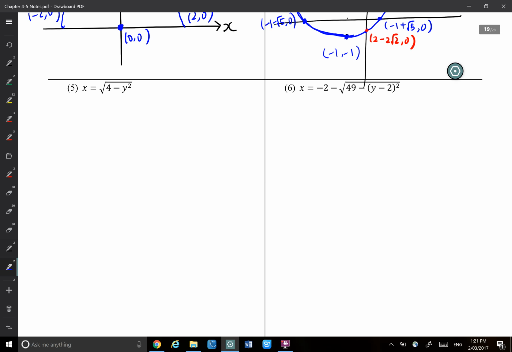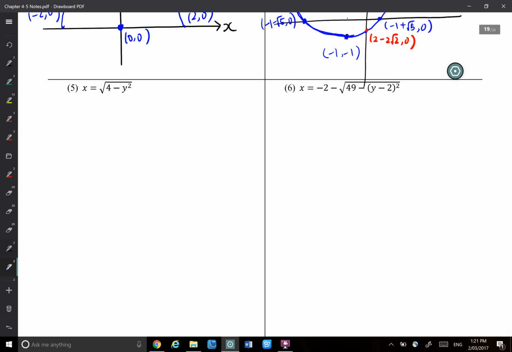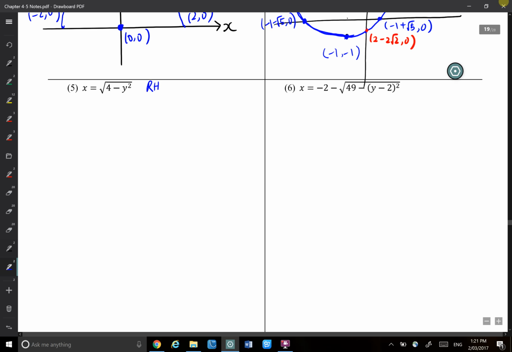x equals the square root of 4 minus y squared. And okay, so that must be left or right because x is the subject. First, it's quadratic under the square root, so it must be a half circle. Then x is the subject. If x is the subject, we have left or right half circles. And I see the square root is positive outside. That must be a right hand side semicircle. Okay, must be a right hand side semicircle.